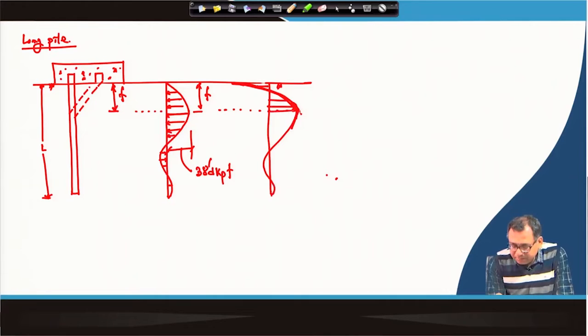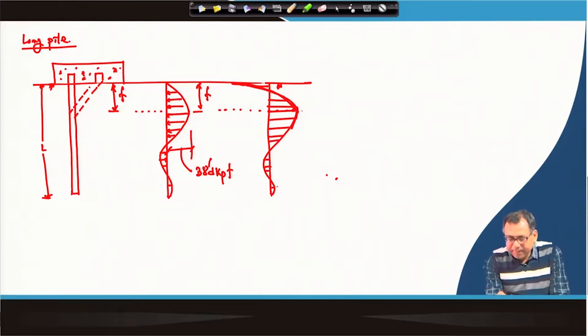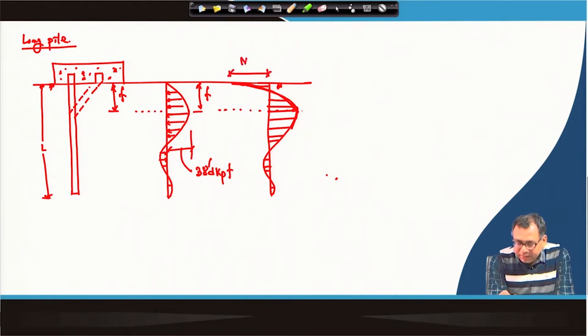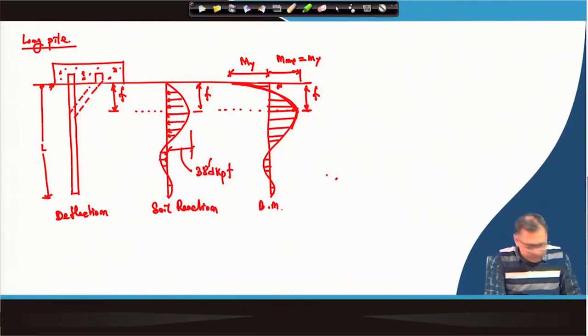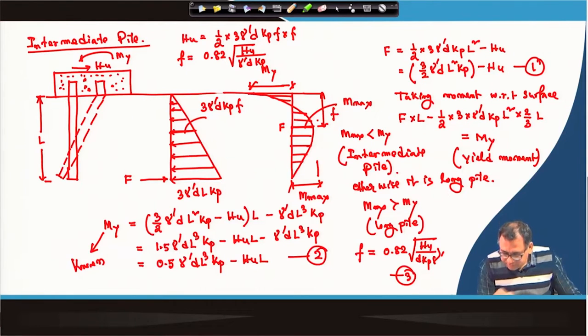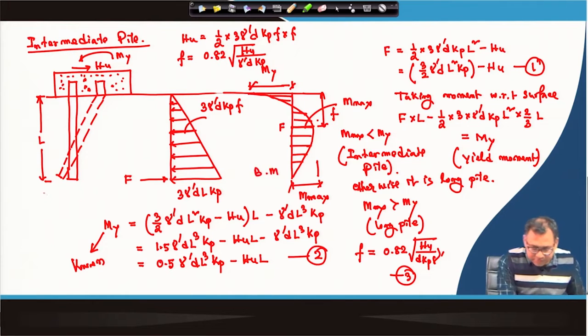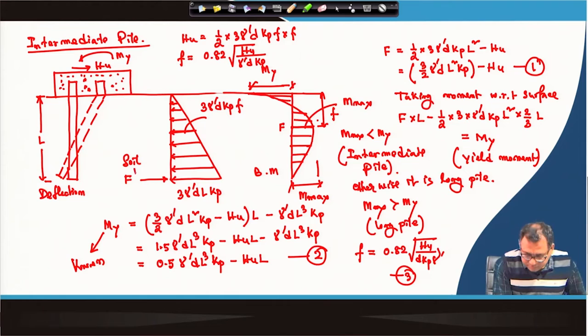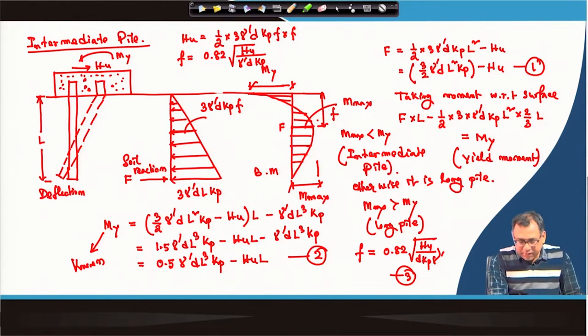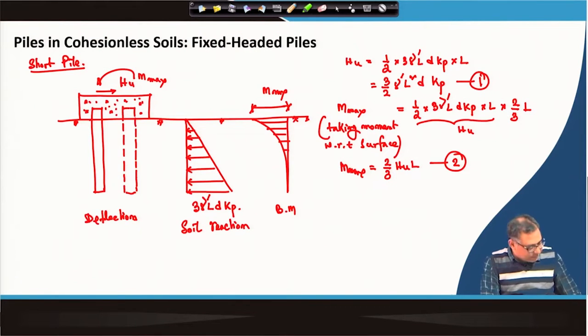So, this is the bending moment diagram. So, this will be My, which is a long pile, and this is also Mmax, which is equal to My, and this is acting at a depth of f. So, this is the deflection, this is the soil reaction, and this is the bending moment. This is max. So, this is the bending moment, this is the deflection, and this is the soil reaction. So, these are the different diagrams. Here also I have drawn all the cases.